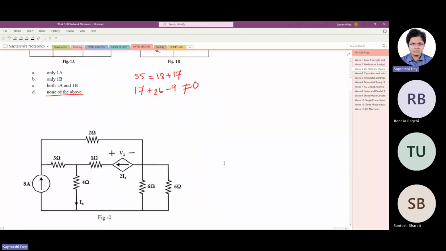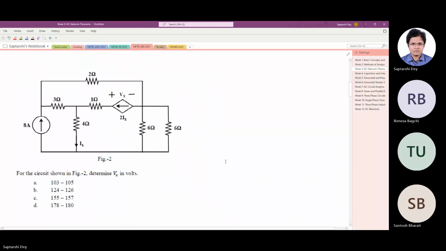Okay, we'll go to the next question. We have a circuit with a constant current source and a current controlled current source. The voltage drop across that current controlled current source is Vx, and the current source has a current of 2Ix, where Ix is the current of this branch. We have been asked to find out the value of Vx.